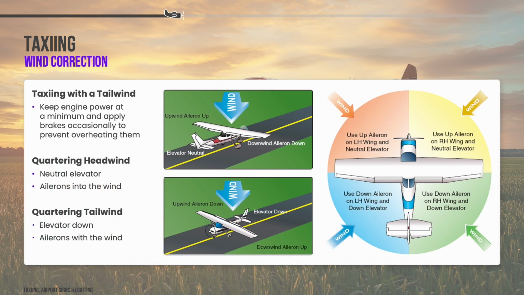And then taxiing with the wind, keep your engine power at a minimum and apply brakes occasionally to prevent overheating them. If you are taxiing into a quartering headwind, keep the elevator neutral, and then the ailerons, you're going to turn into the wind. And with a quartering tailwind, keep that elevator down, and then the ailerons will be with the wind.